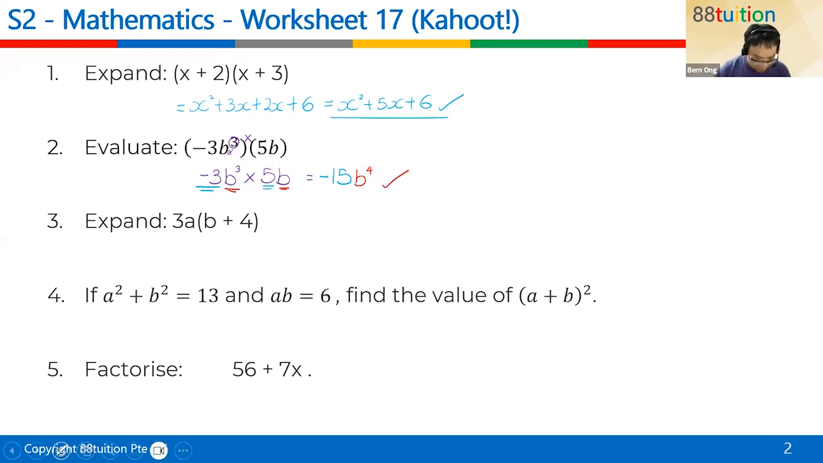This type of question, you sometimes have to be careful. For example, do you know that 2B squared is not equal to (2B) squared?